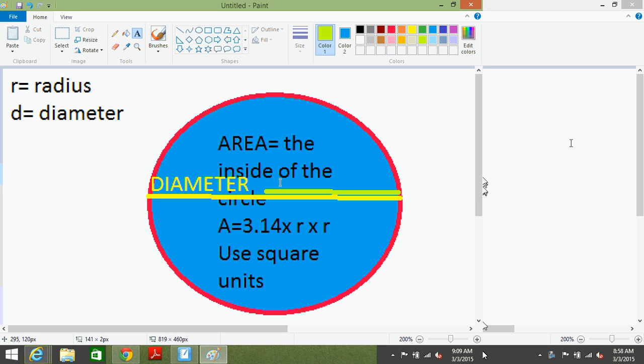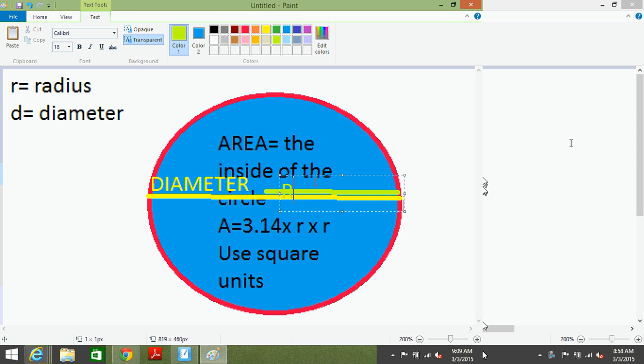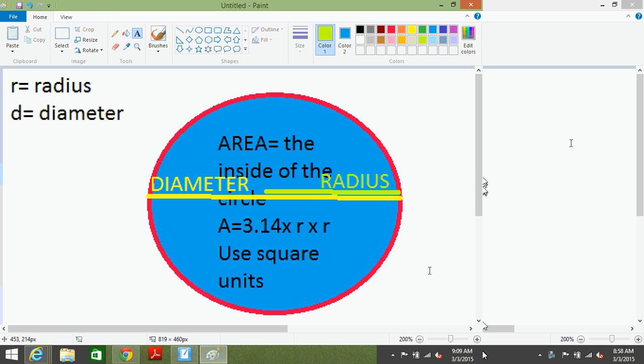Text tool. This is a radius. Okay, do we have that? Okay, let's go back over here where we made some notes.